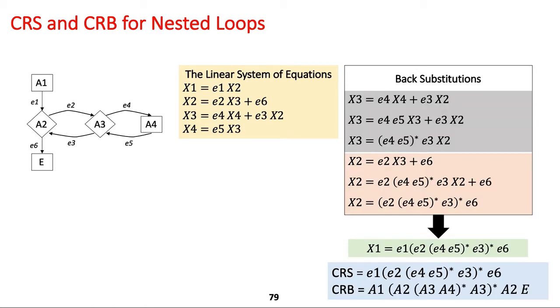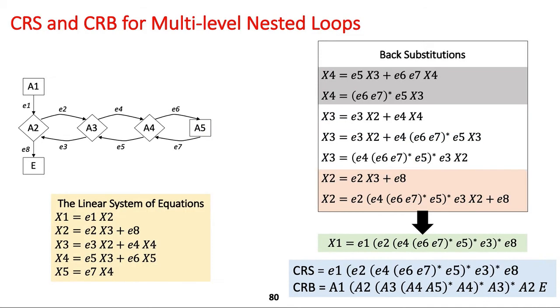Here is an example of a nested loop, and again if you look at the CRB, it's pretty clear that the CRB represents all the execution behaviors. Here is an example of a 3-level nested loop.